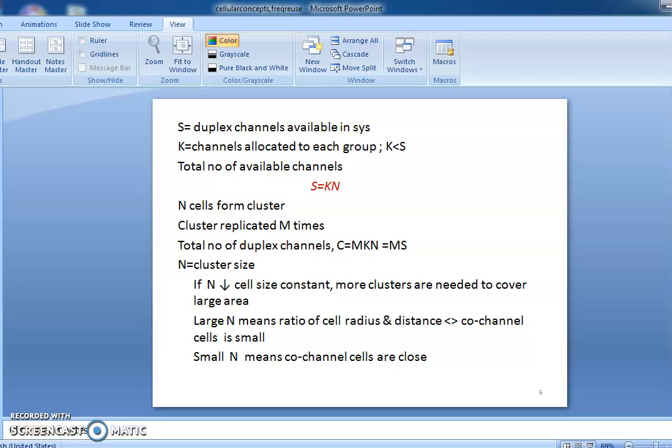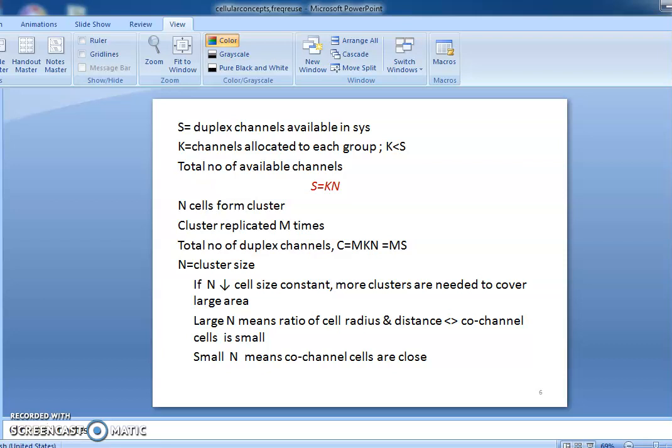So the total number of available channels is S = K N. Then what is N? N cells form a cluster, or it can be called the cluster size. The cluster is replicated M times. As per the frequency reuse concept, the range of frequencies has to be replicated. So the total number of duplex channels C, also called the capacity, is equal to M K N, which can be simplified to M S.